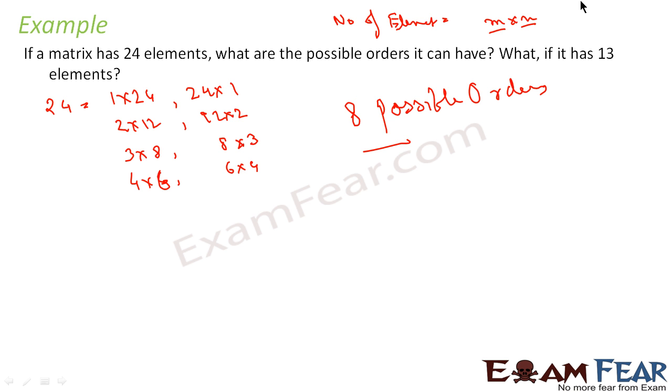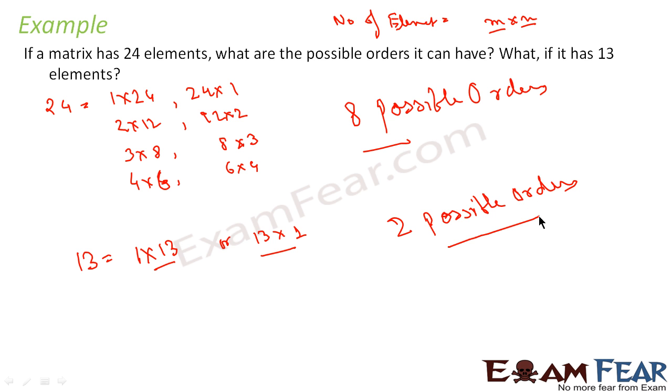Now the question is, what if it has 13 elements? So if you see 13, since it is a prime number, I can write 13 as 1 into 13 or 13 into 1. There are only 2 possible options. That means there are only 2 possible orders. Why 2 possible orders? Because there are only 2 possible way I can write 13 as m into n form. Either 13 is equal to 1 into 13 or 13 into 1. Correct?